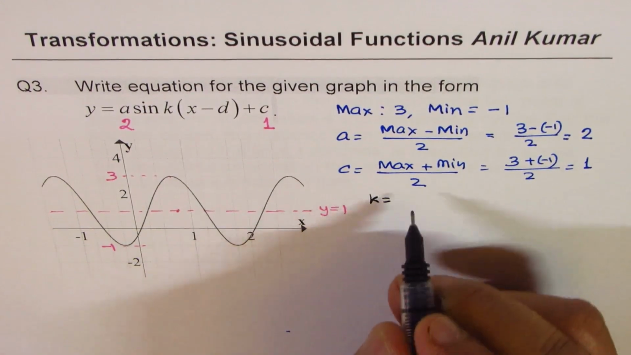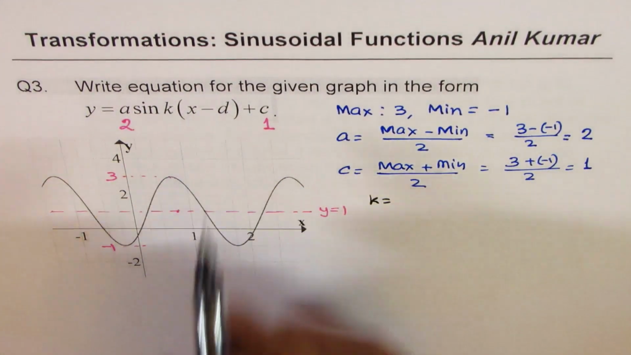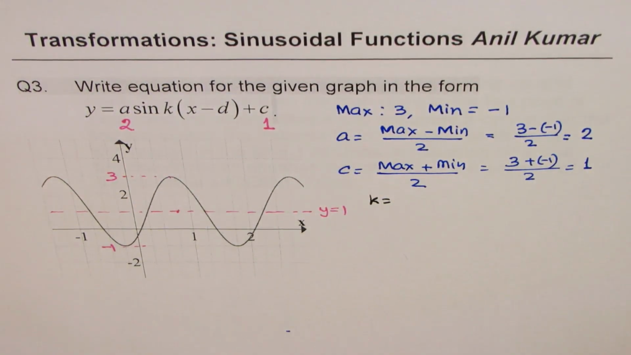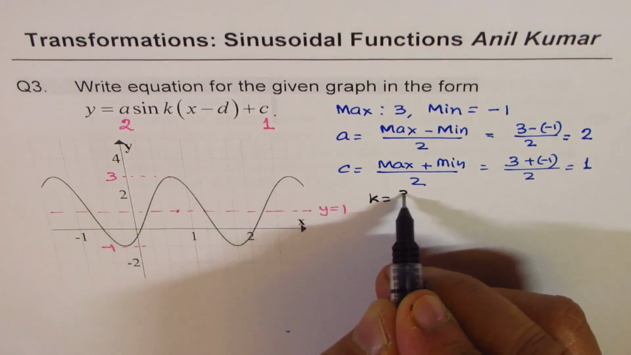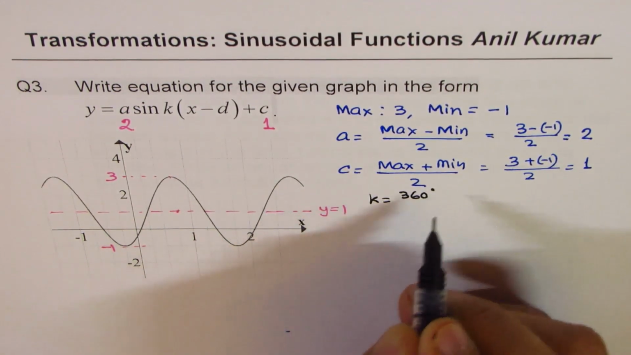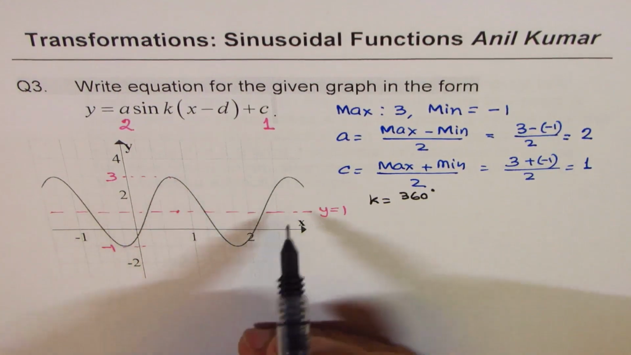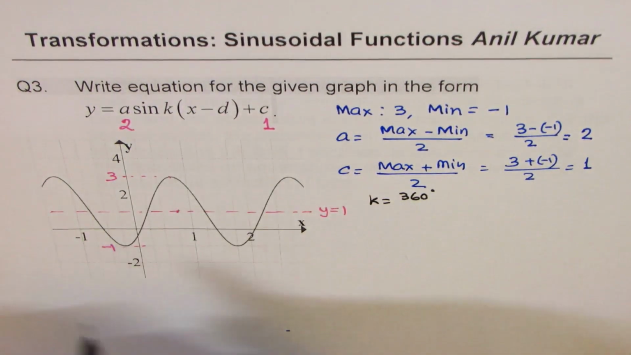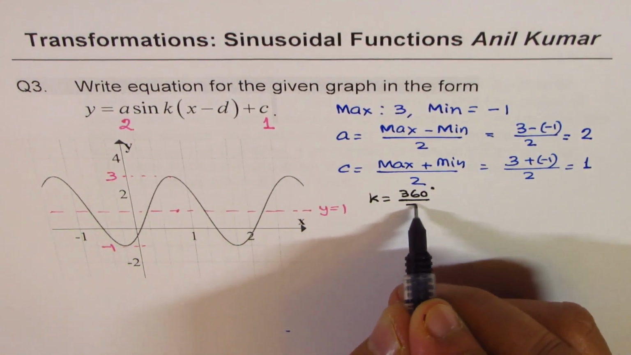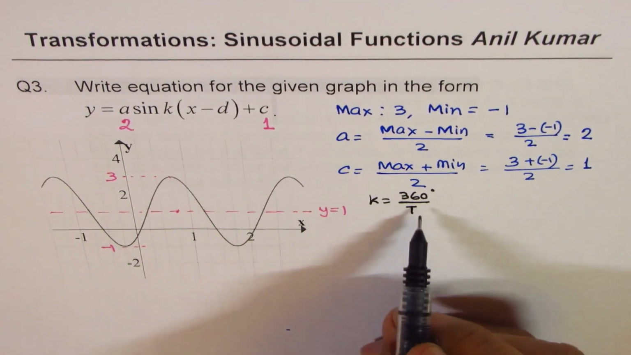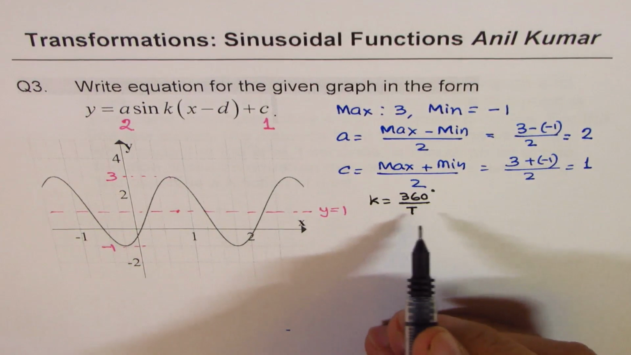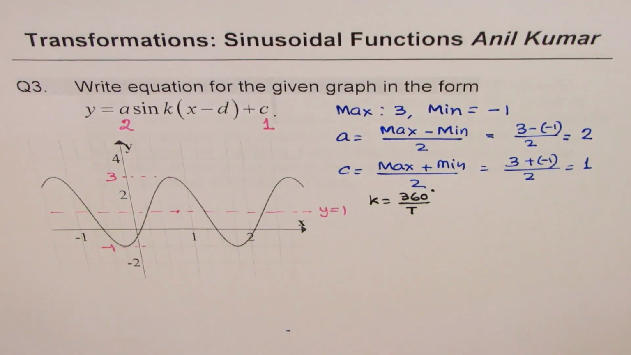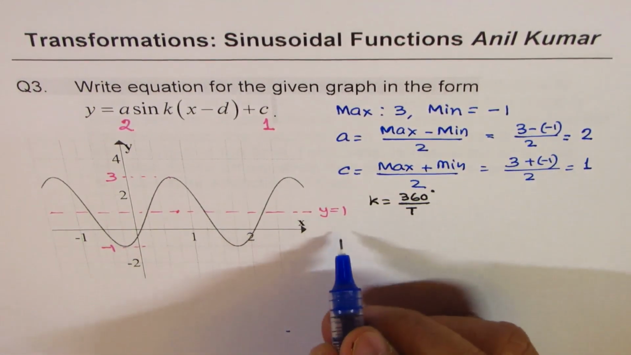We could write this equation in degrees or in radians. So let's write first in degrees. 360 degrees is a normal cycle. The number of waves in 360 we need to count to get the value of K. So we can divide this by the time period T. So what we need to figure out is what the time period is. So let us first find what T is, the time period.